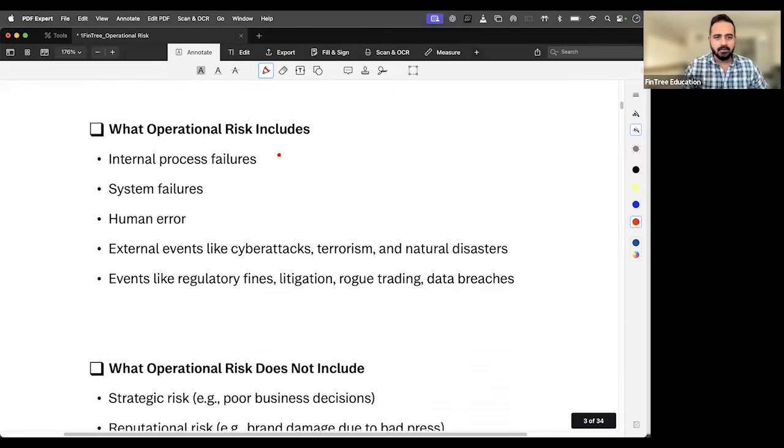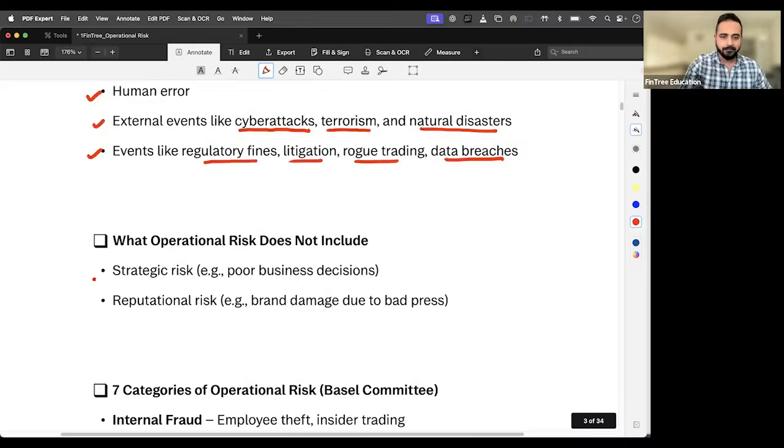What does it include? What are some of the examples? Number 1, your process failed. There was a particular way in which, let's say, a SWIFT transfer was to be done, and something went wrong in that process. Or your system failed, human error, cyber attack, a very important part of operational risk, terrorism, natural disaster, all of these are your ops risk. Even regulatory fines, litigation, rogue trading, or data breaches are part of ops risk.